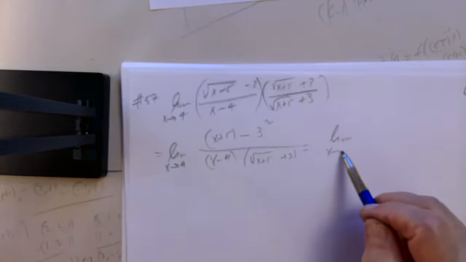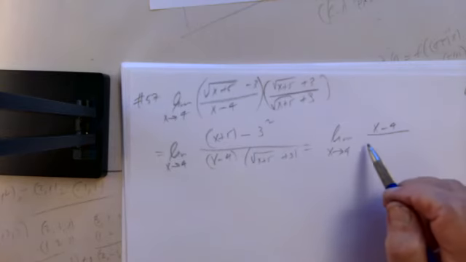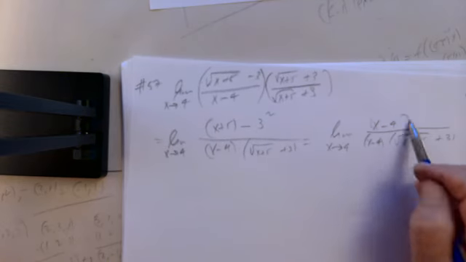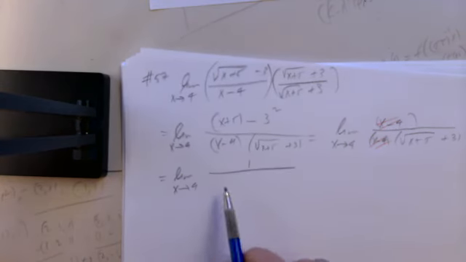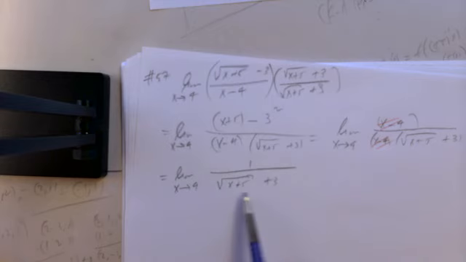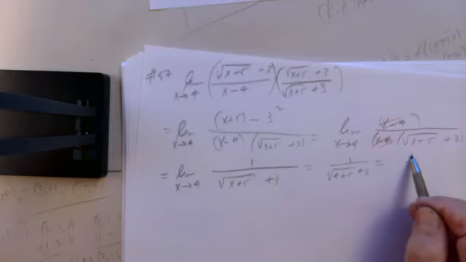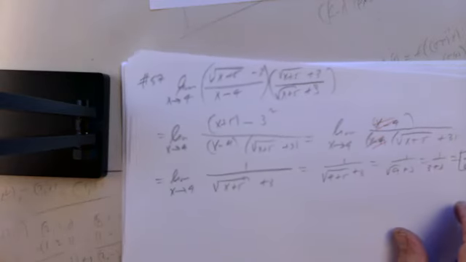This is the limit as x goes to 4. X plus 5 minus 9, 5 minus 9 is minus 4, so x minus 4 over x minus 4 times the square root of x plus 5 plus 3. And these terms cancel. So this is the limit as x goes to 4 of 1 over the square root of x plus 5 plus 3. And now when x goes to 4, we don't get a 0 in the denominator. We get 1 over the square root of 4 plus 5 plus 3, which is the square root of 9 plus 3, which is 3 plus 3, which is a 6th.